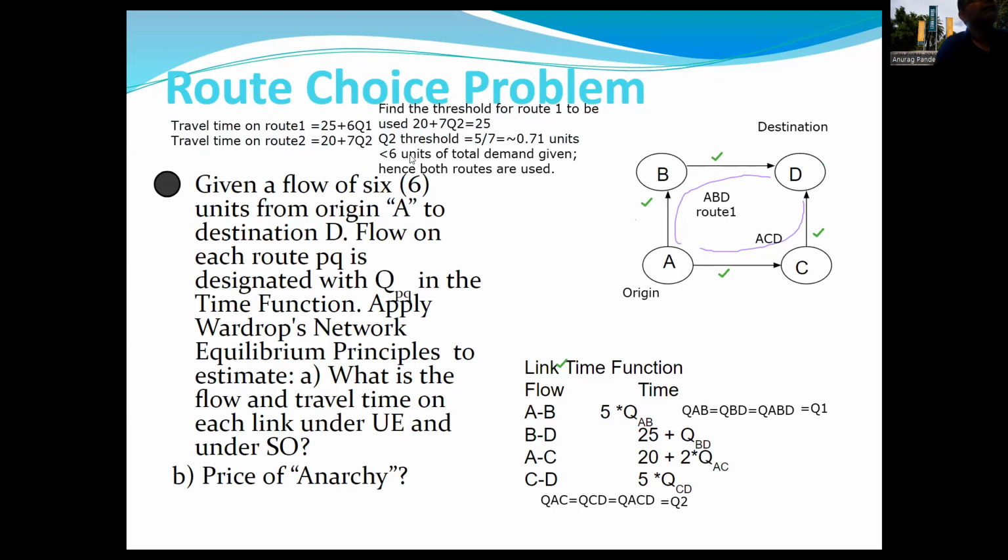And because our total flow is higher, the given demand is higher than the threshold, that means both routes will be used. And now we can apply the user equilibrium principle more easily. To do that, it's fairly simple. All we need to do is come up with 2 equations for Q1 and Q2.